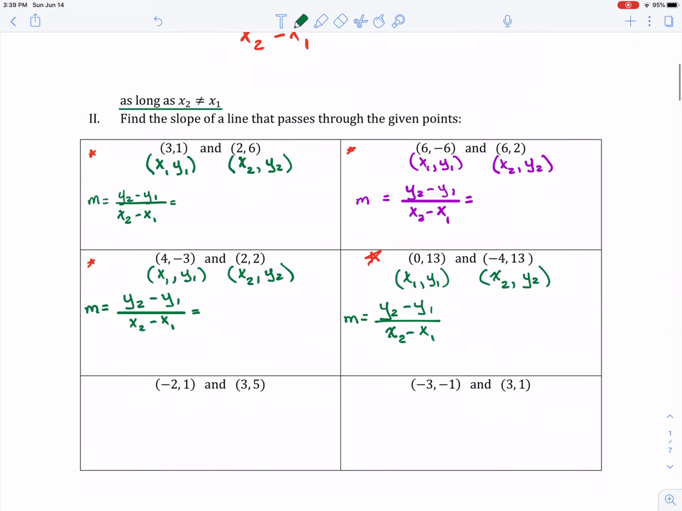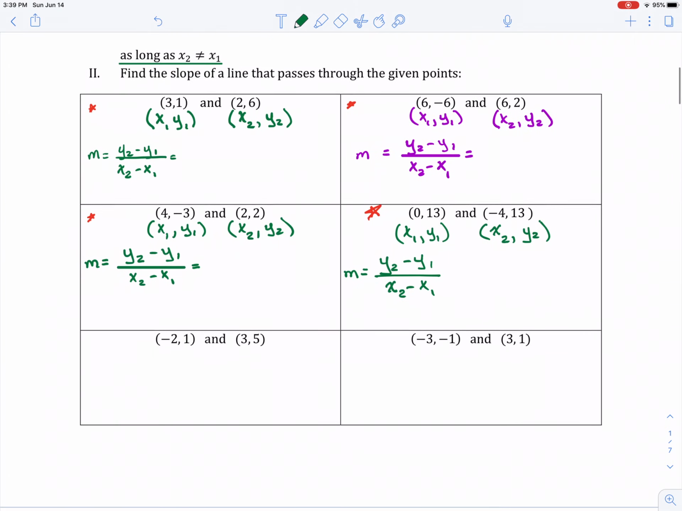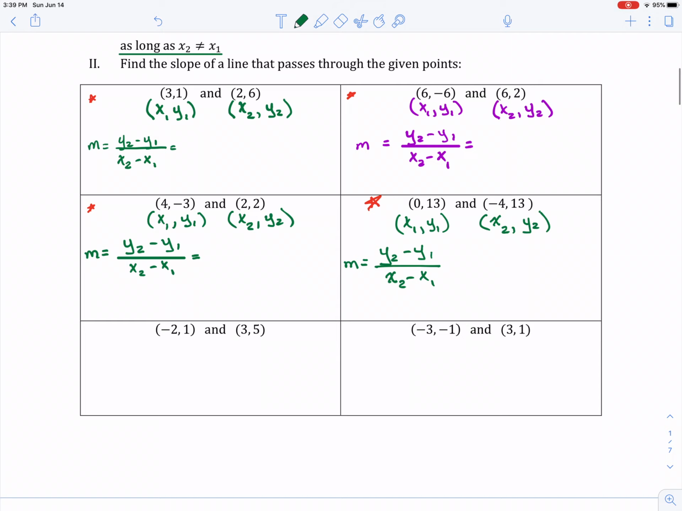Right, so here are some examples. We've been given a series of a pair of points. The first one you see has coordinates 3, 1, and the second one has coordinates 2, 6, and I have gone ahead and labeled those. The first ordered pair, you see I'm using subscripts 1, so x sub 1, y sub 1. The second ordered pair, I'm using subscripts 2, x sub 2, y sub 2. And then I've written down the formula, and now I'm ready to substitute the numbers in.